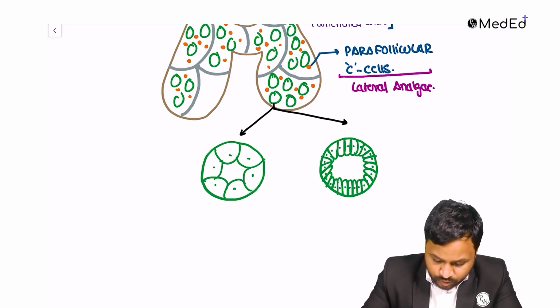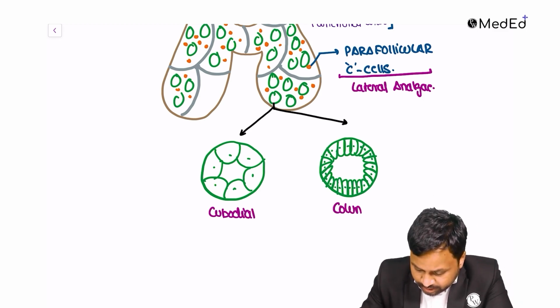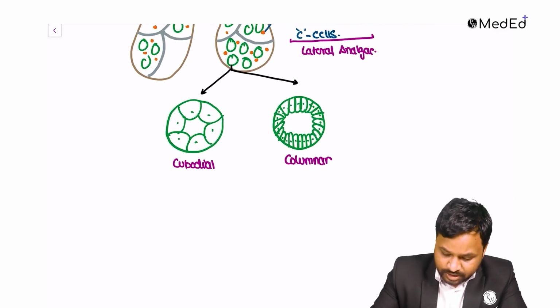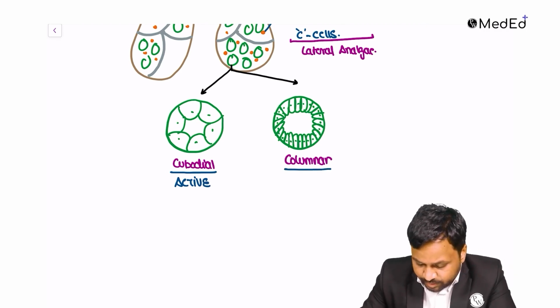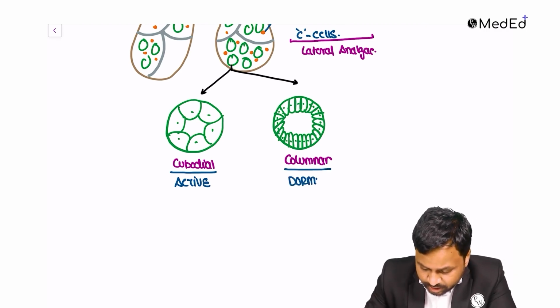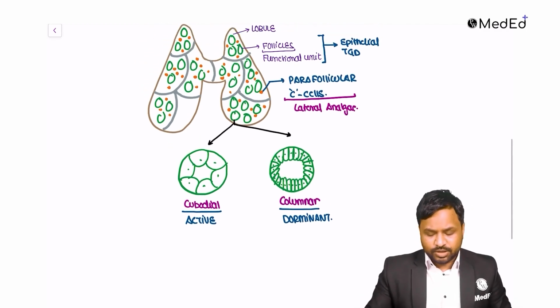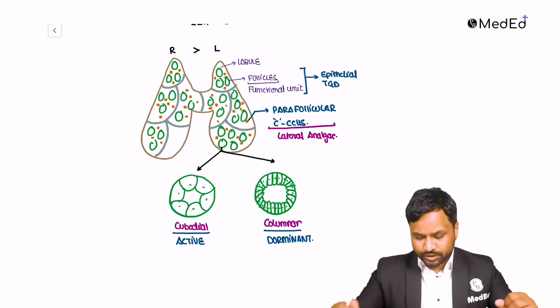Now, I would say this is lined by the cuboidal epithelial cells and this is lined by the columnar epithelial cells. Remember the take-home message: if it is lined by cuboidal, these are your active follicles. If they're lined by columnar, these are considered to be your dormant follicles. So this is the basic orientation of the thyroid gland that you have to keep before we move any further.